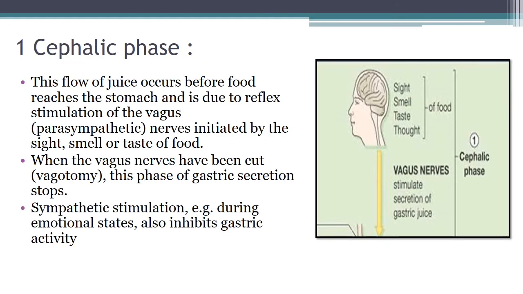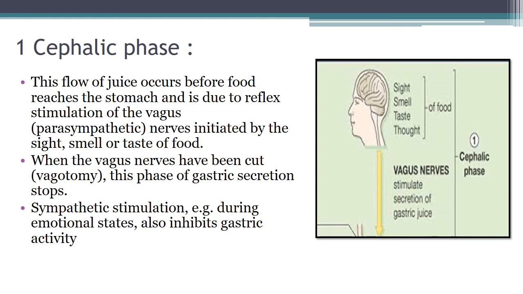The first phase, that is the cephalic phase. In the cephalic phase, there will be vagus nerve stimulation. It stimulates the gastric juice when we smell, taste, or see the food. So this flow of juice occurs before the food reaches the stomach, and it occurs due to the vagus nerve stimulation by the sight, smell, or taste of food.